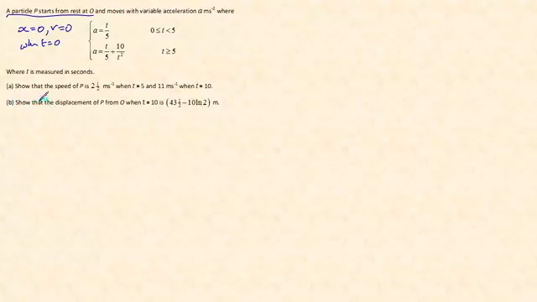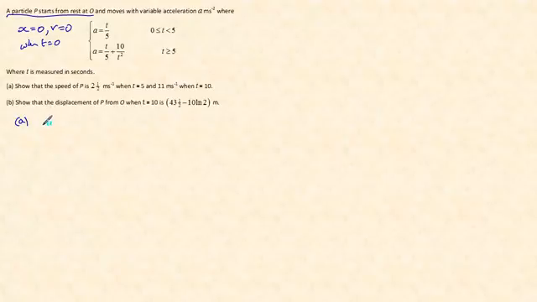In part A we want to show the speed of P is 2.5 meters per second when t is 5, and 11 meters per second when t is 10. So let's look at part A.